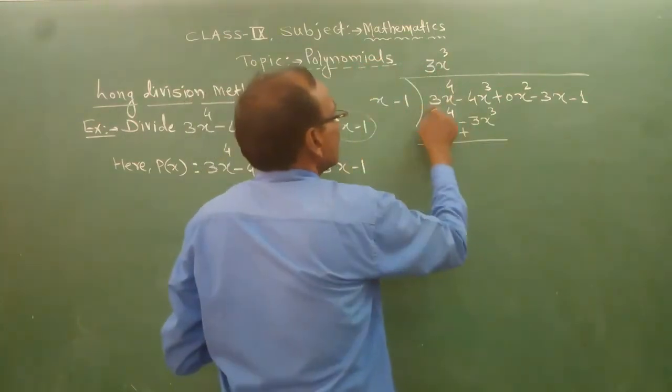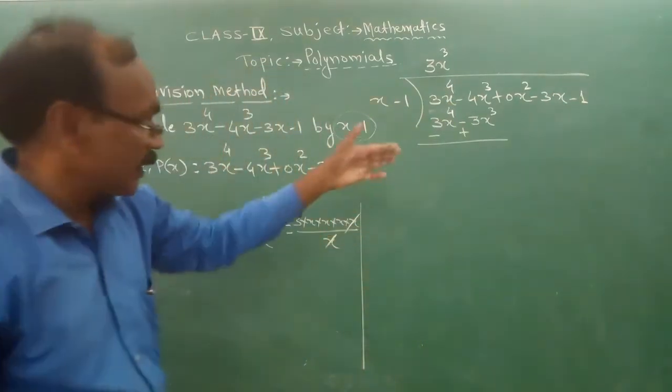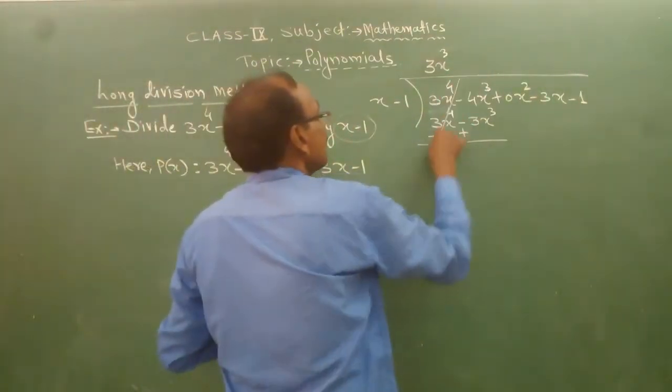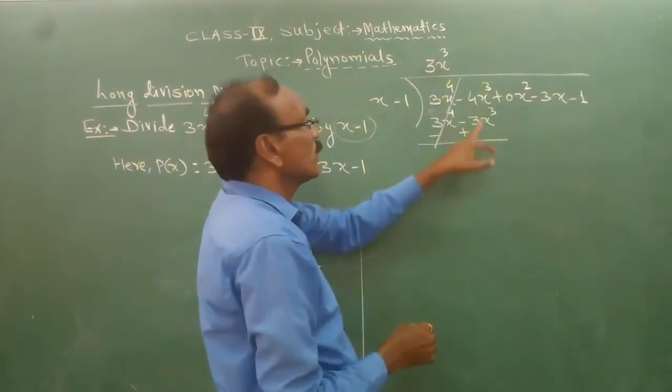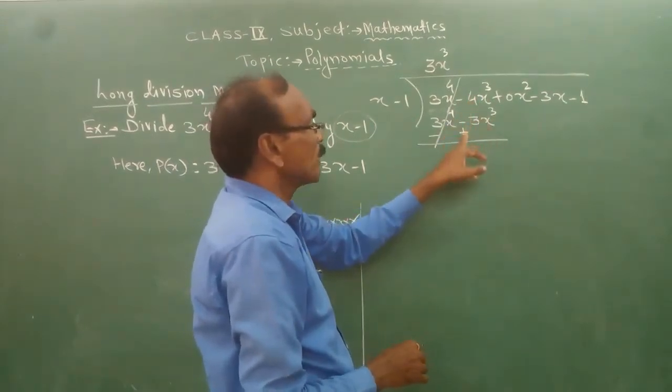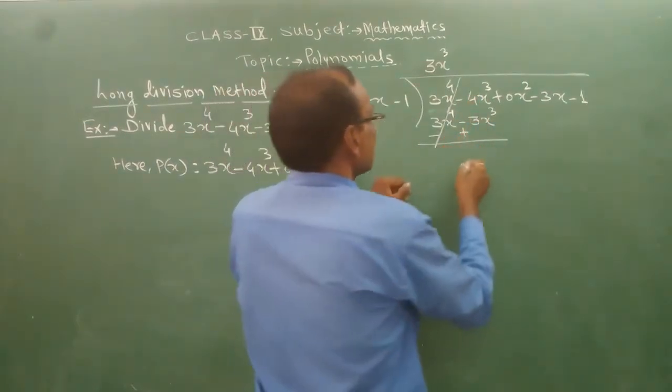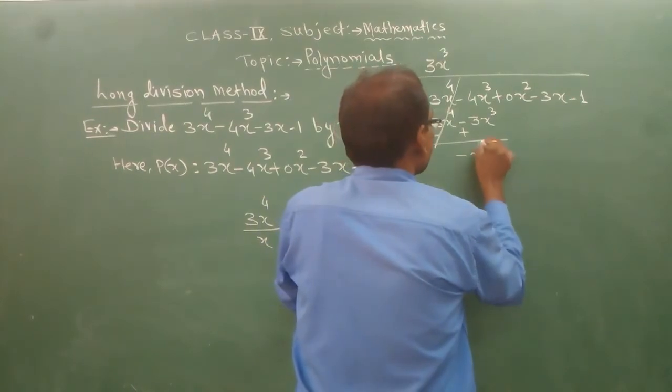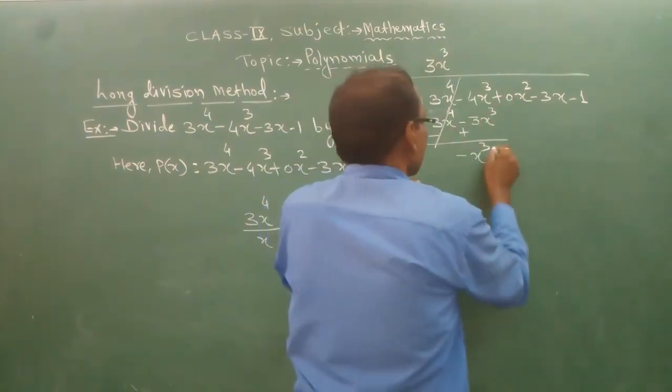So plus 3x raised to the power 4 and minus 3x raised to the power 4 we can cancel. Then minus 4x cube and this plus 3x cube: minus 4 and plus 3 is minus 1, so minus x cube. Then take another term, 0x square.